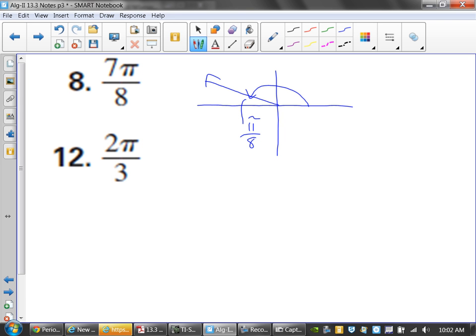2 pi over 3. What quadrant is 2 pi over 3 going to be in? The second quadrant again. 2 pi over 3 is over here. How much more pi do you have to add to get to the x-axis? Pi over 3. Does this change if it's negative? No, it doesn't change if the values are negative. You're just going the other direction. Let me show you.